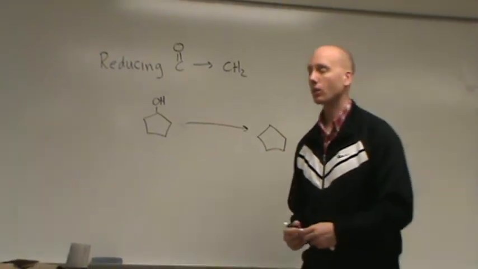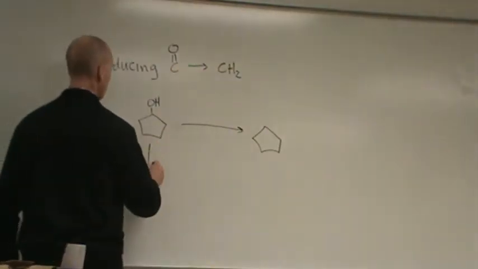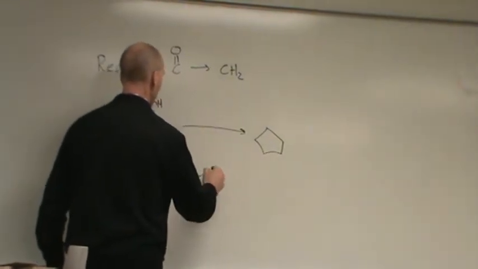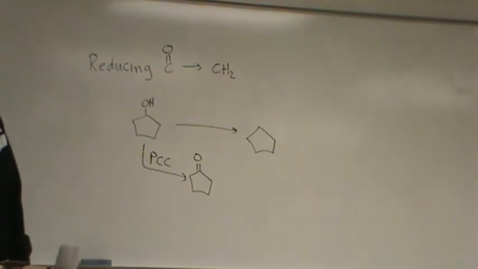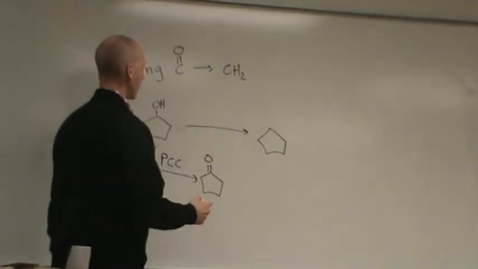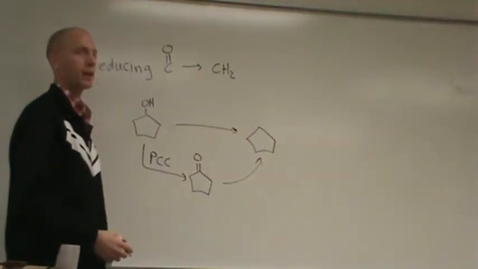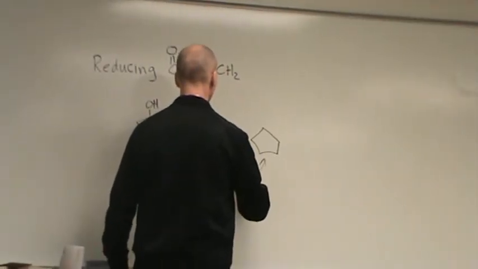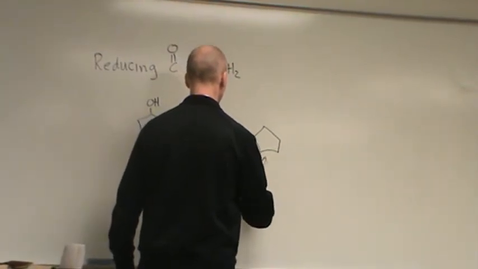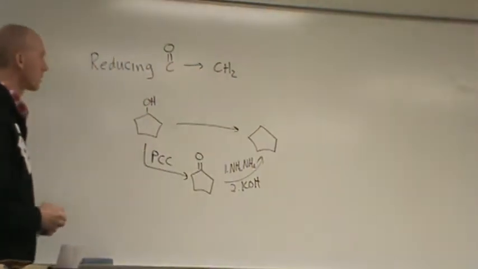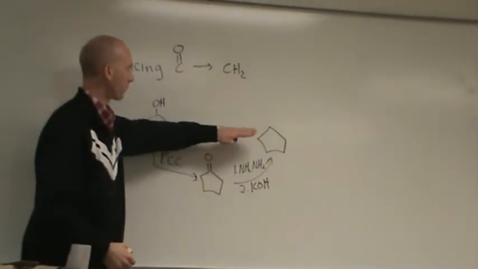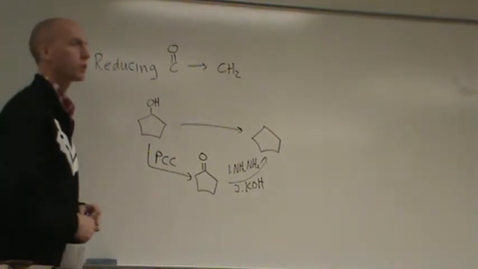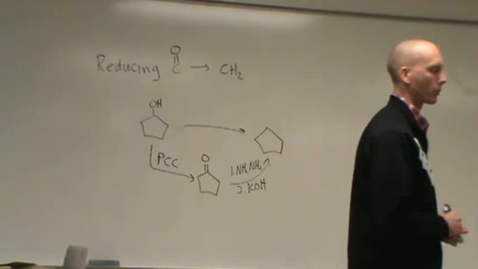Okay, very good. Need to turn the alcohol to a carbonyl. Do you remember what we used to do that? PCC. So that oxidizes to the carbonyl. And then what can we do? Well, one of the two reactions we just looked at, the Clemmensen or the Wolff. You guys seem to like the Wolff, so let's stick with the Wolff. So I use the Wolff-Kishner to bite off the carbonyl, and so get cyclopentane. Any questions on those reducing reagents?